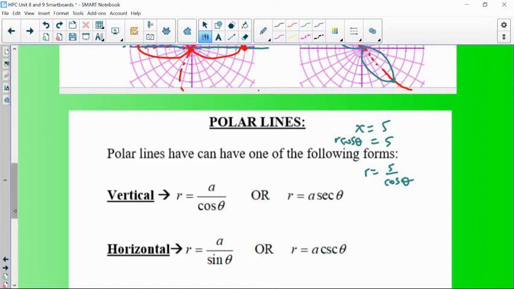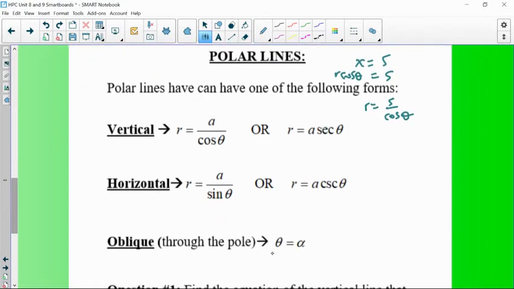The second kind of line is an oblique line through the pole, and that's where they just say, hey, theta is some angle. And if they just say graph theta is pi over 3, then you're just going to draw a line that has an angle that goes through pi over 3. And since it's not written as r equals, it's not going to be a function either. Okay, so let's look at a couple of examples here.